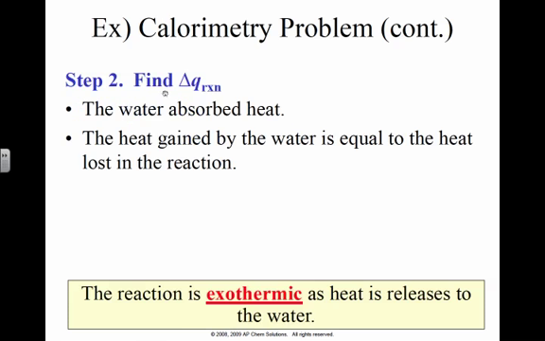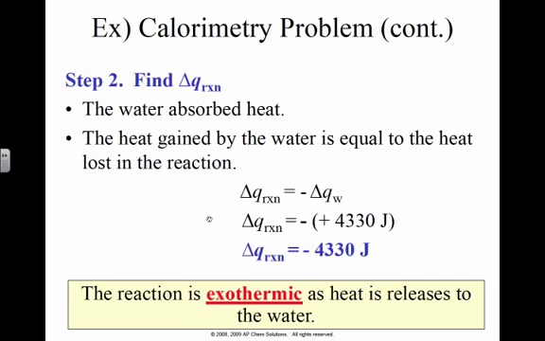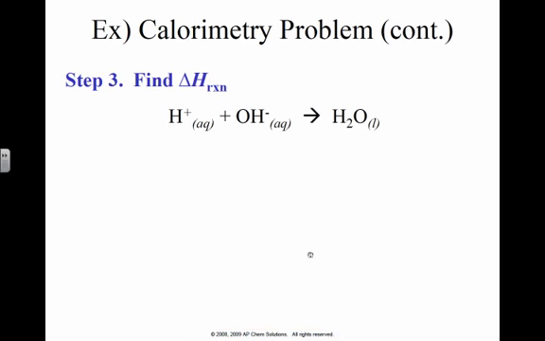Okay? So what's the delta Q for the reaction? Well, it's going to be the same number, because the heat that was lost is equal to the heat that was gained. The heat gained by the water is equal to the heat lost. Therefore, this reaction is exothermic because the system lost heat. The water is part of the surroundings. It gained heat. So therefore, it's going to be the same value, 4,330 joules, just a negative number.